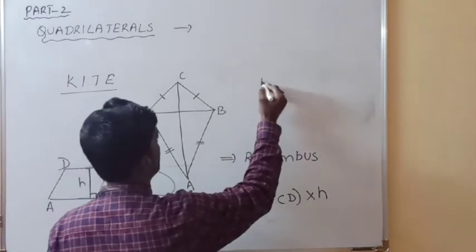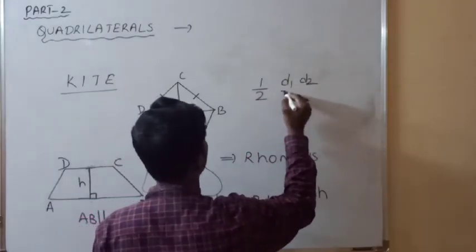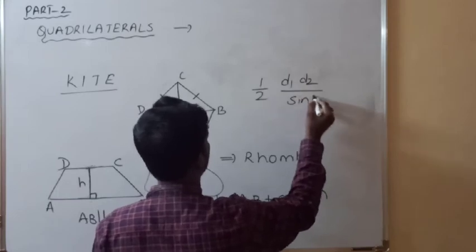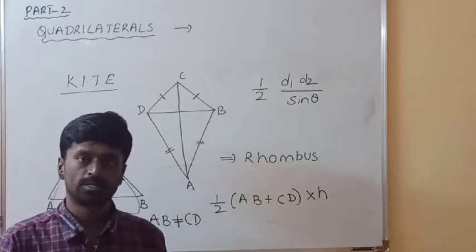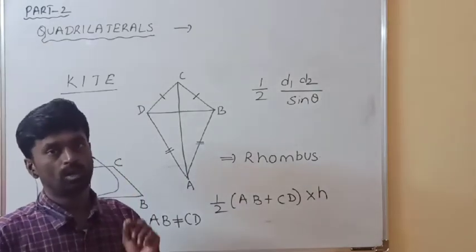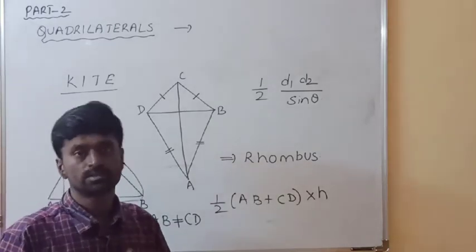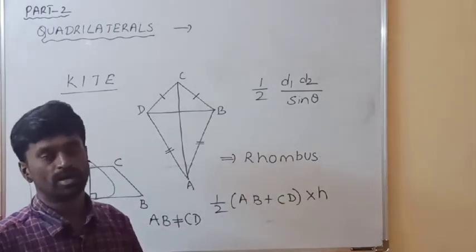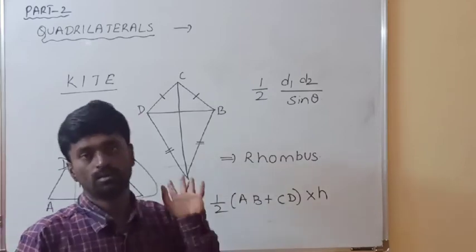What is the area of the parallelogram? Area of the parallelogram is half d1 d2 divided by sin theta. Here theta denotes the angle between the adjacent sides, d1 denotes the distance between one pair of parallel sides, and d2 denotes the distance between the other pair of parallel sides. Here distance means you have to take the perpendicular distance.